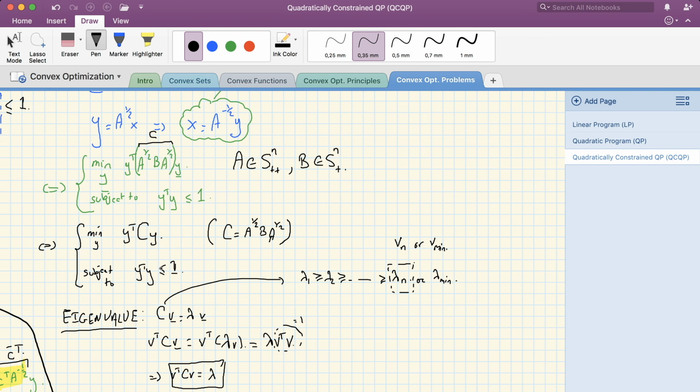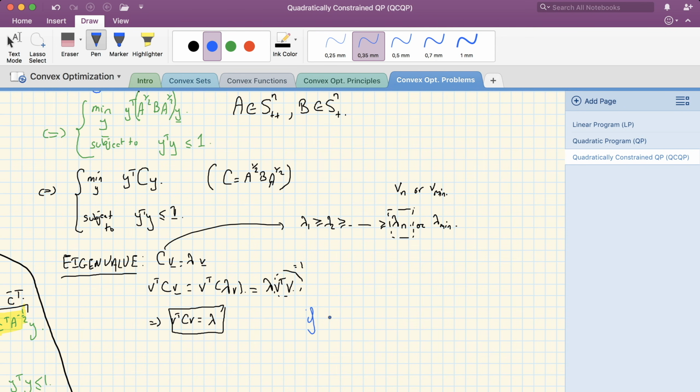Then you just minimize your cost function without having to look at your constraint. We'll talk about the constraint just a bit further. Just for the moment, pretend that the constraint doesn't exist. So naturally, your unconstrained problem would be the following. If y is equal to v min, then y transpose Cy is v min transpose C v min. And using this, you get lambda min, which is the minimum possible, right?